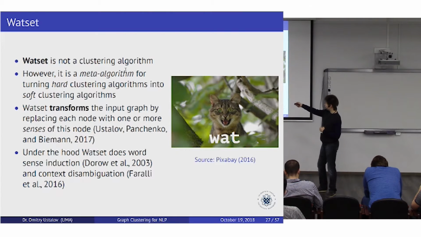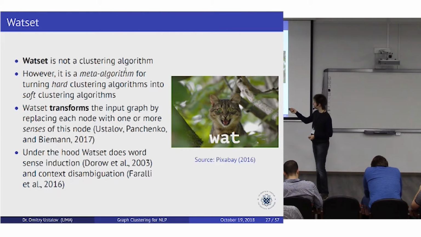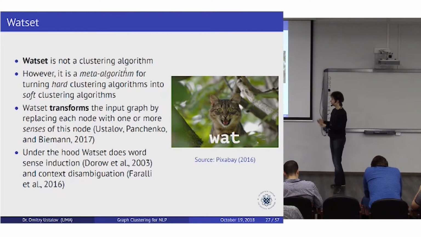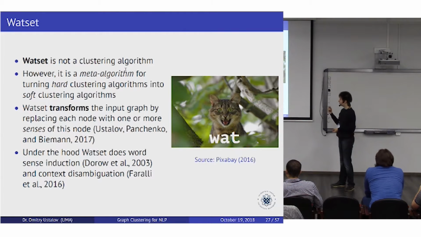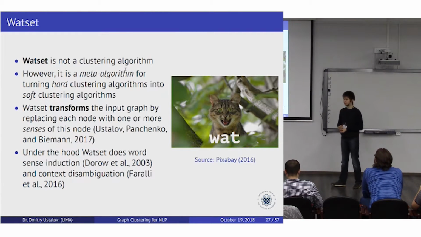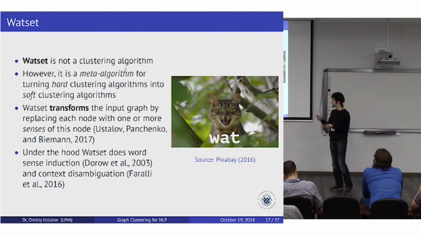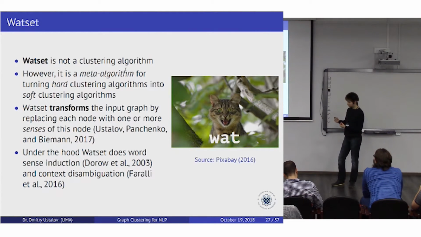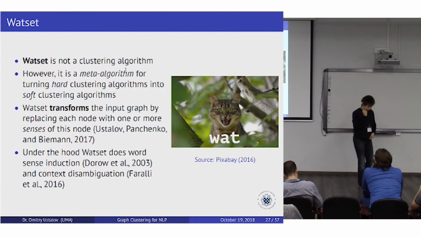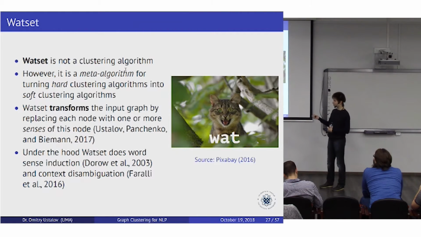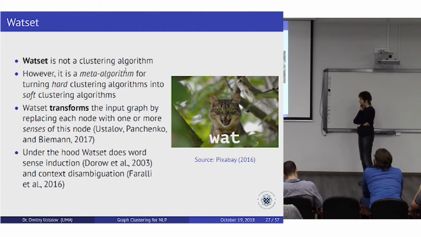We first published this at ACL 2017. It does a transformation of the input graph. It replaces nodes by senses of these nodes. It combines the word sense induction approach I described one slide ago with some context disambiguation, because you need to establish edges, which are the subject of disambiguation. So you need to know which edge connects which sense of the word. And unlike MaxMax, which transforms edges, WATSET transforms vertices.